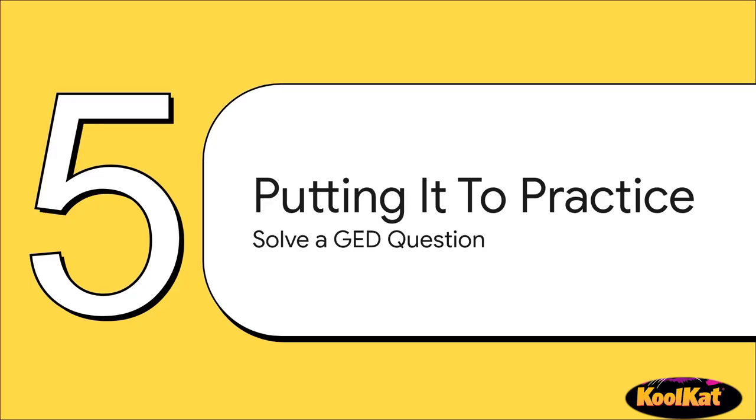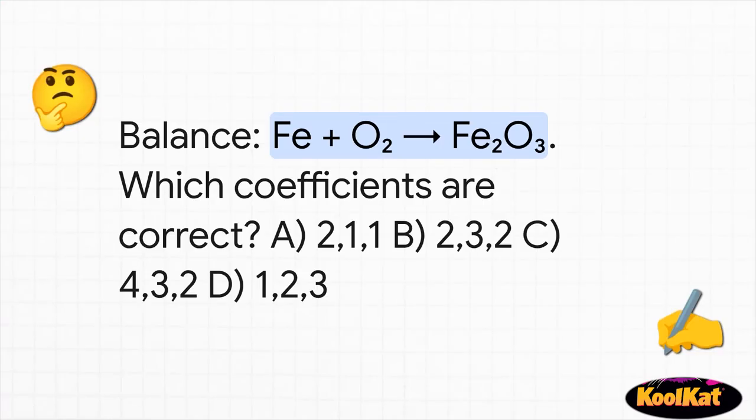Okay, enough with the theory. Let's get our hands dirty and actually try this out on a real GED-style question. Time to put the tally method to work. So here's our challenge. We've got iron plus oxygen, and it makes iron oxide, rust, but it's not balanced. The question is, which of these sets of coefficients, A, B, C, or D, is the right one to balance it out? Just take a second, look at it, what's your gut feeling?